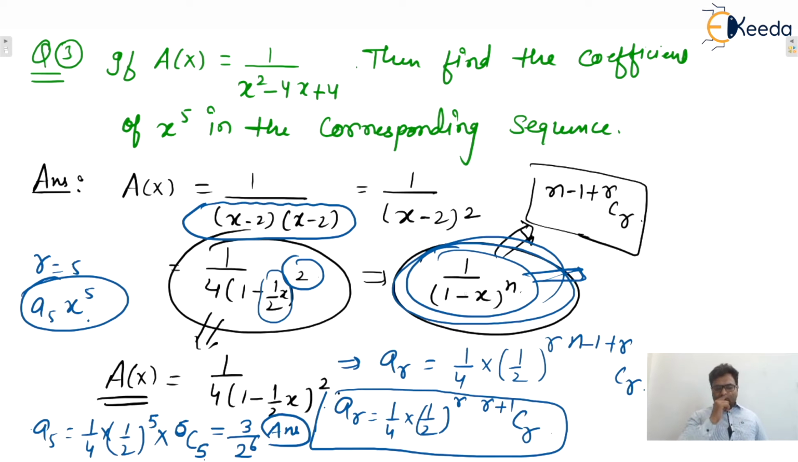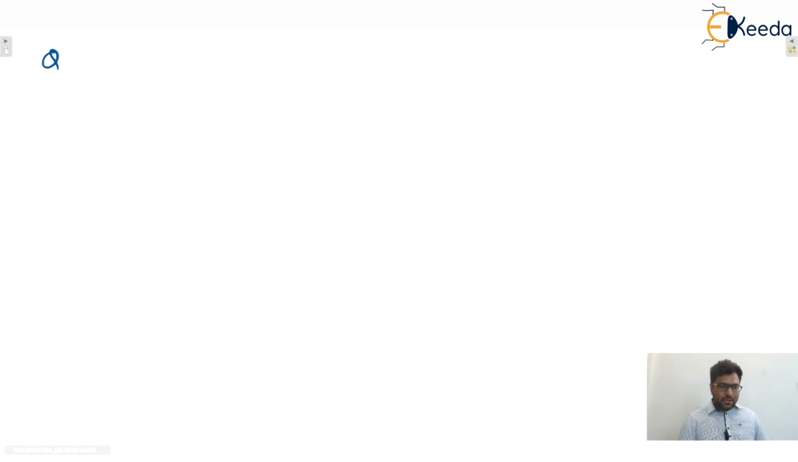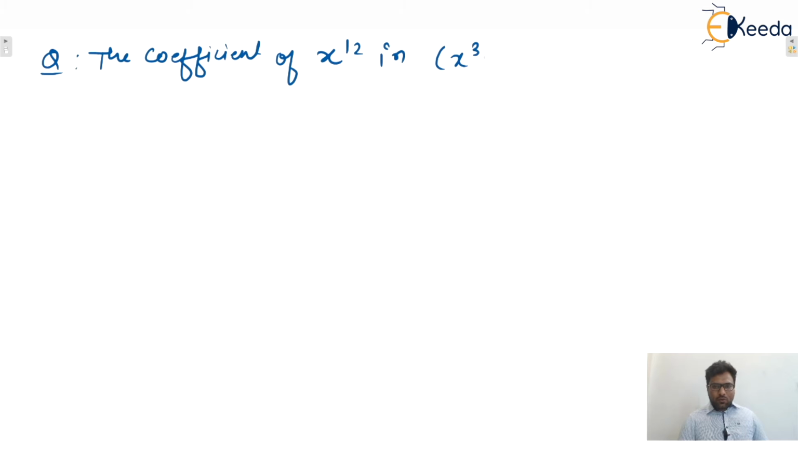Okay. So write down the next one. Write down the next question. The coefficient of x raised to power 12 in (x cube plus x power 4 plus x power 5 plus x power 6 up to infinity) whole raised to power 3 is what? That is one previous year GATE question.